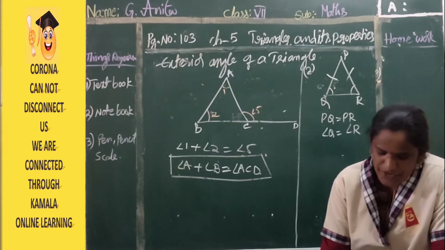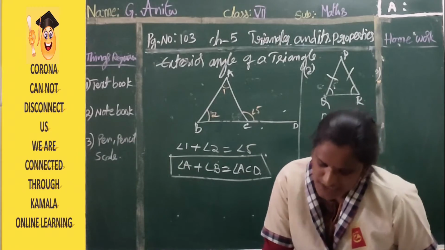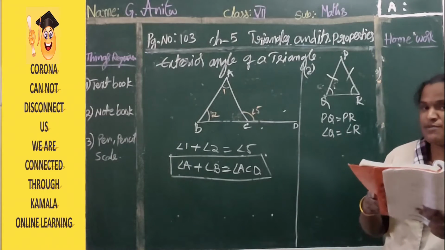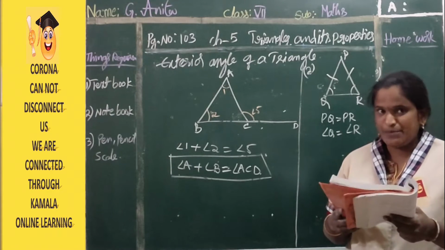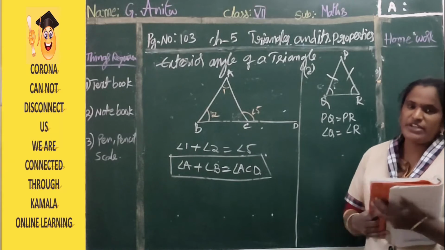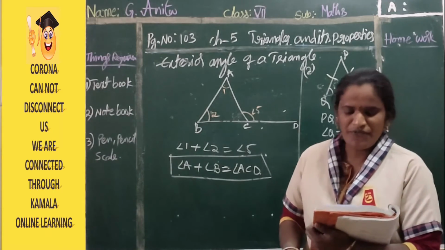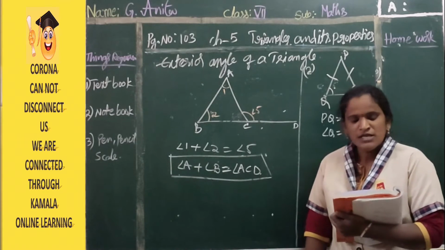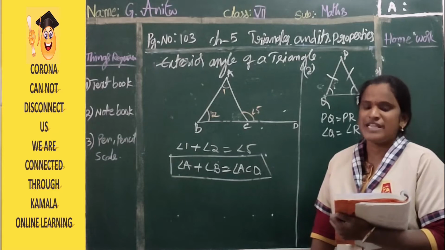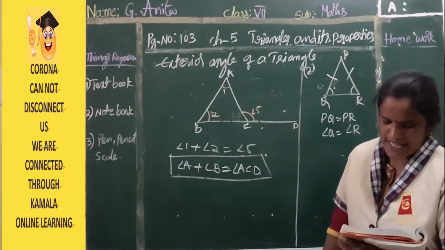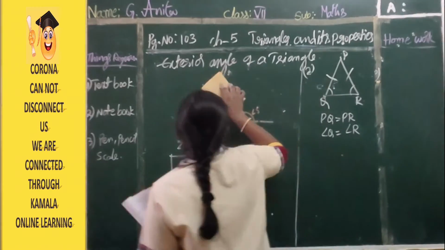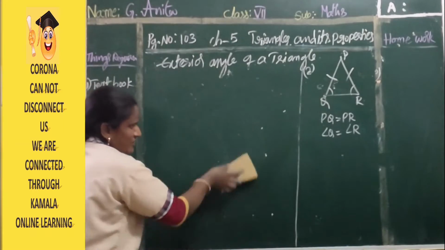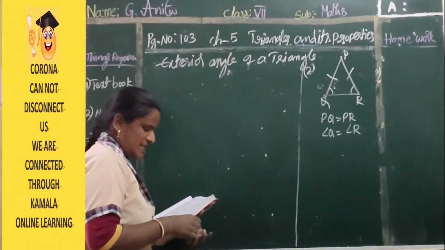Okay, children, look at your textbook. And one more property we can show. So look at your textbook, exercise page number 105. In that, example 11, look at it once. Show that the sum of the exterior angles of triangle ABC is 360 degrees. They are asking, show that the sum of the exterior angles of a triangle ABC is 360 degrees.